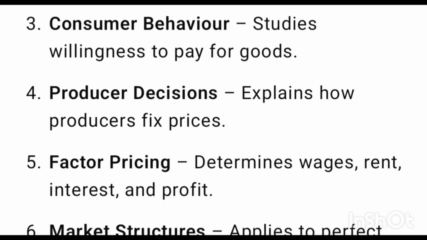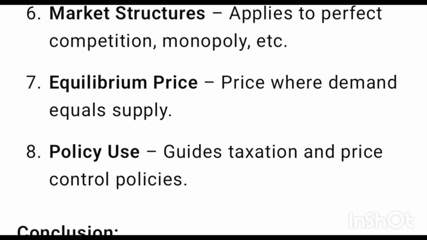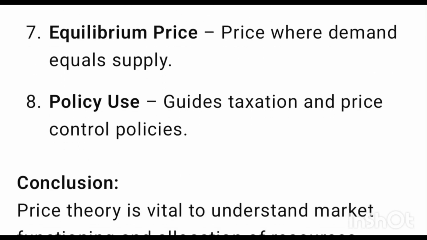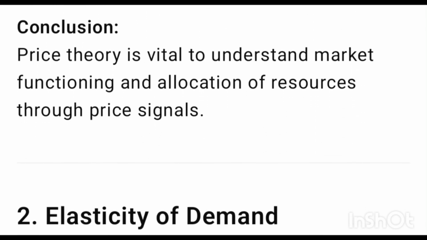4. Producer decisions. Explains how producers fix prices. 5. Factor pricing. Determines wages, rent, interest, and profit. 6. Market structures. Applies to perfect competition, monopoly, etc. 7. Equilibrium price. Price where demand equals supply. 8. Policy use. Guides taxation and price control policies. Conclusion. Price theory is vital to understand market functioning and allocation of resources through price signals.